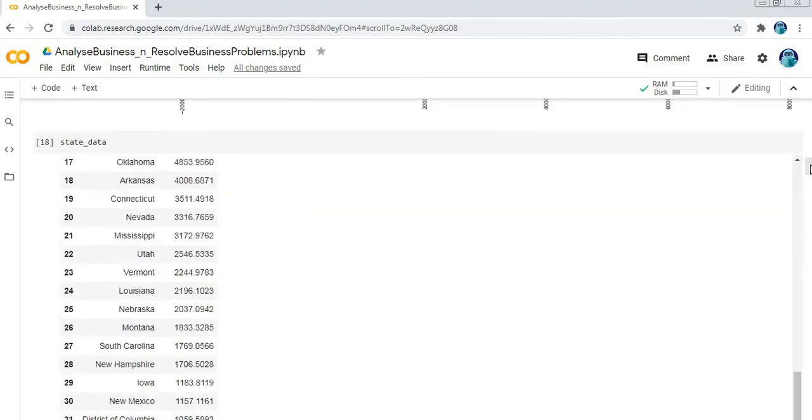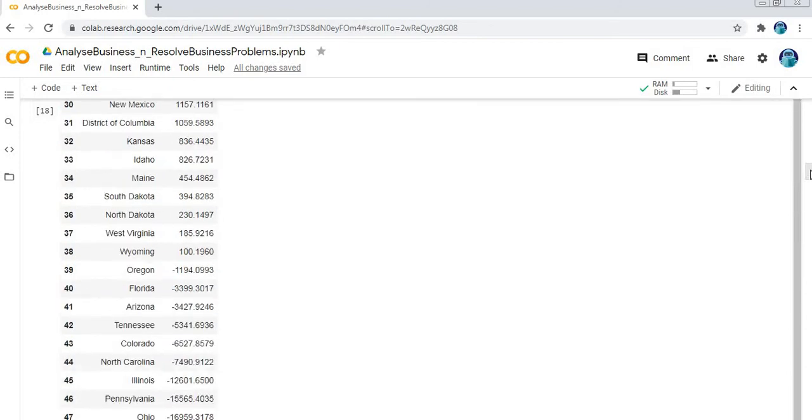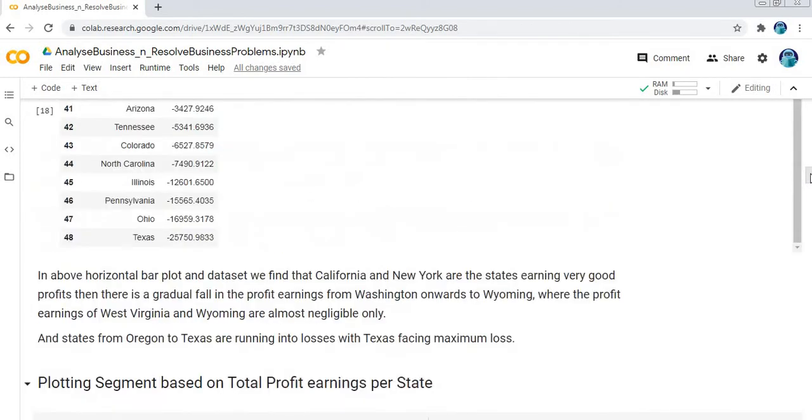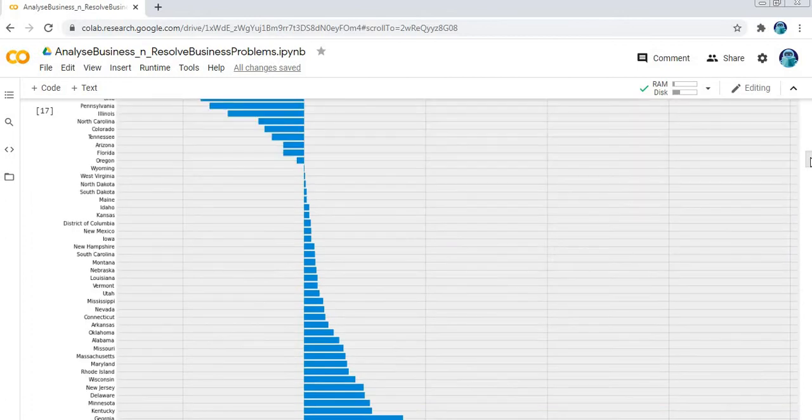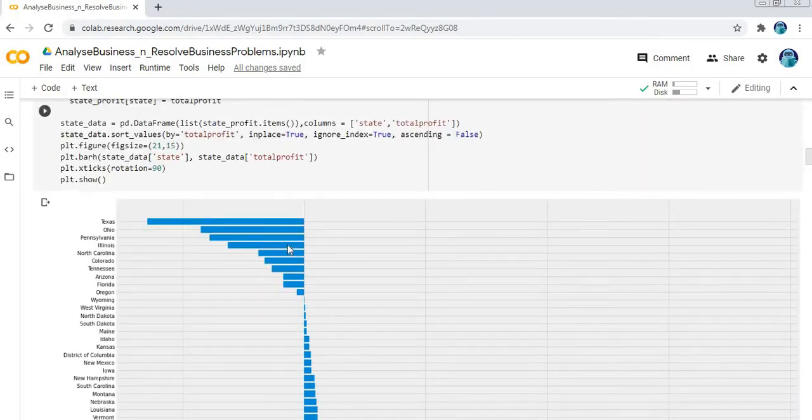Now let's move forward. This is the data set. What we have found in the above horizontal bar plot and data set is that California and New York are the states earning very good profit, and then there is a gradual fall from Washington onwards to Wyoming, where the profit earned by West Virginia and Wyoming was negligible. And from Oregon to Texas, there are approximately 10 states going into loss.